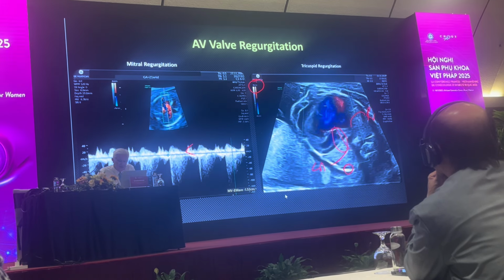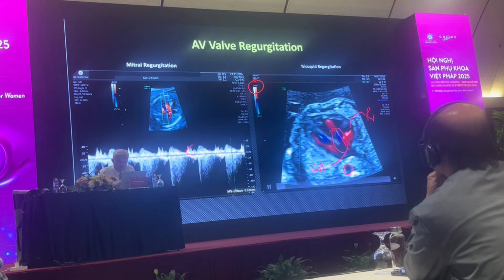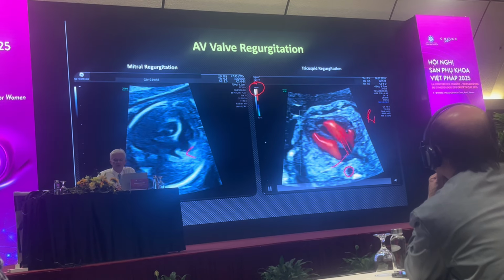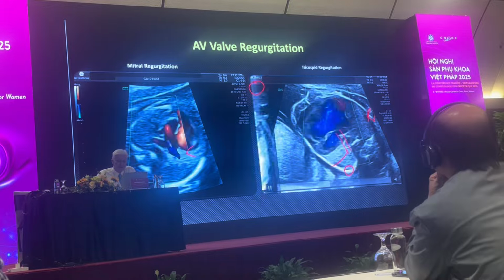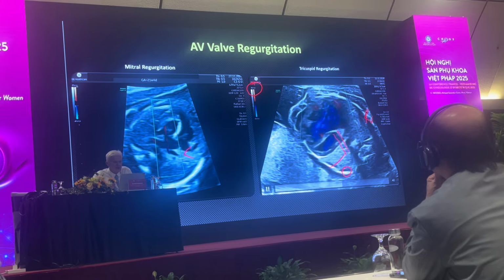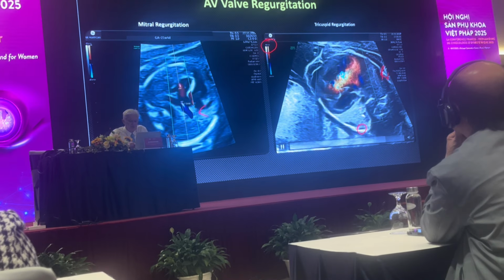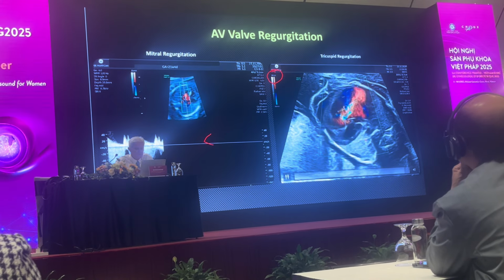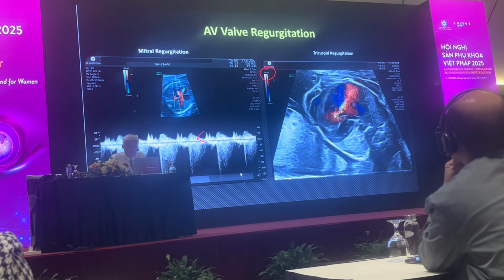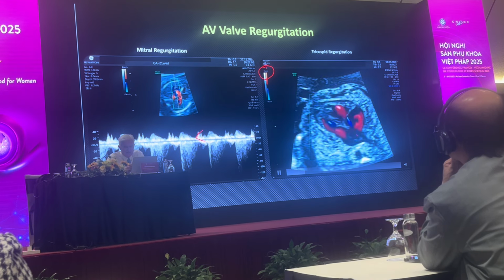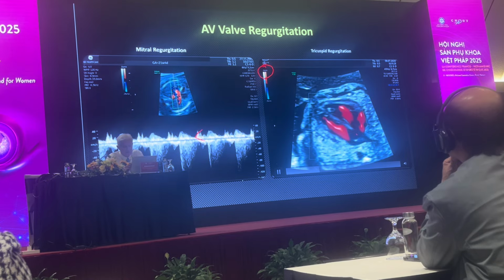So inflow is always red, and tricuspid regurgitation is always blue. And that's a blue regurgitant jet. 5% of pregnancies have tricuspid regurgitation, and it's a normal variation, which you need to classify whether it's mild, moderate, or severe. When you look at this baby, this is mild or trivial regurgitation.